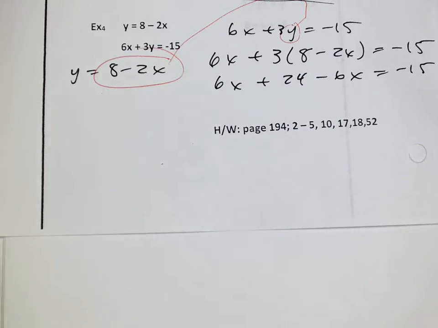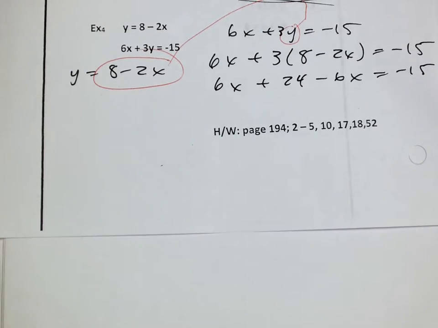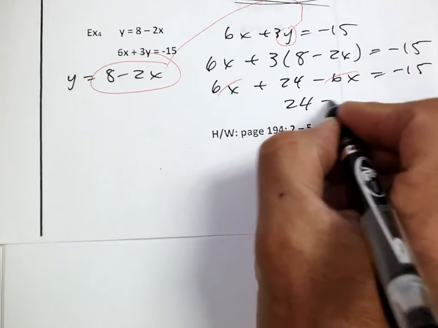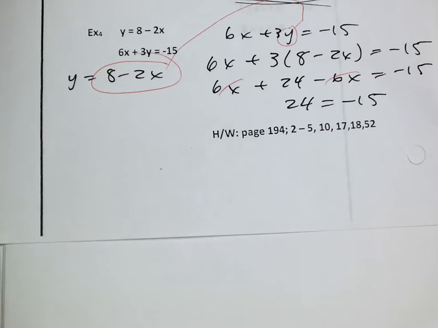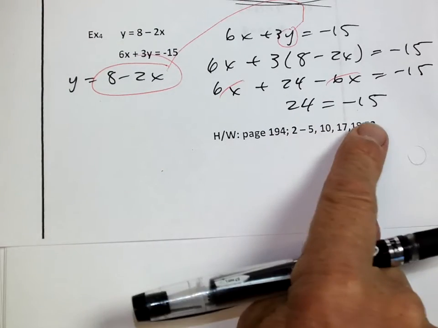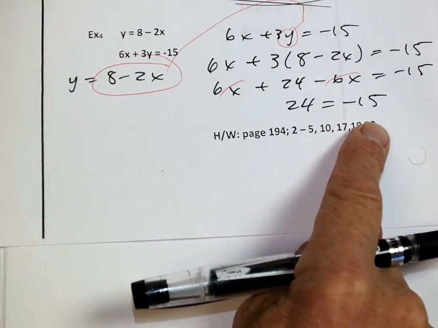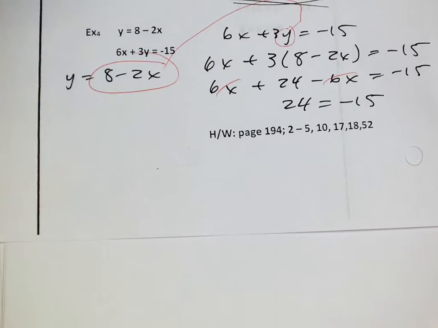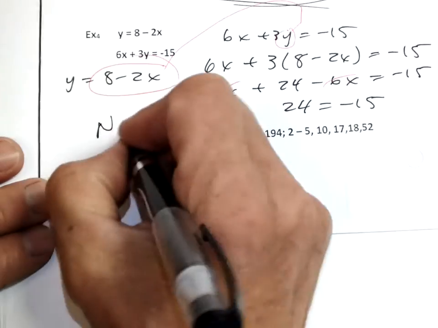Oh, no. Something terrible is going to happen. I have no x's. And then I get this crazy thing like 24 is equal to negative 15. Not in my math class. 24 does not equal negative 15. No way. There's no x's. So what's my answer? There's no solution. What do we know about these two lines? We didn't graph them. They're parallel. You guys agree? So no solution.